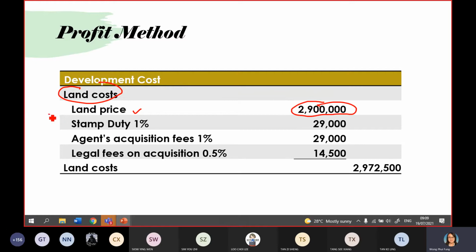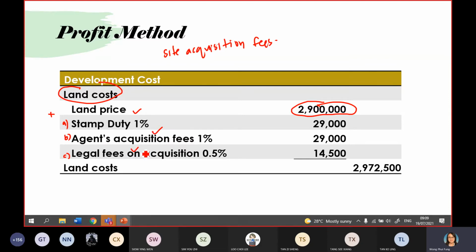Plus this is what we call site acquisition fee. Site acquisition fee or site acquisition cost actually refers to stamp duty, because when you purchase land from another landowner, you need to pay stamp duty. Or maybe you get an agent, you ask the agent to find a good piece of land for you, so you need to pay the agent fee. So that is under agent acquisition fee.